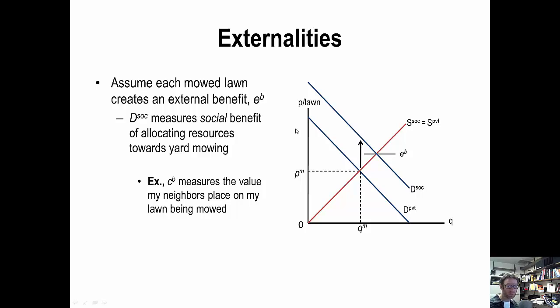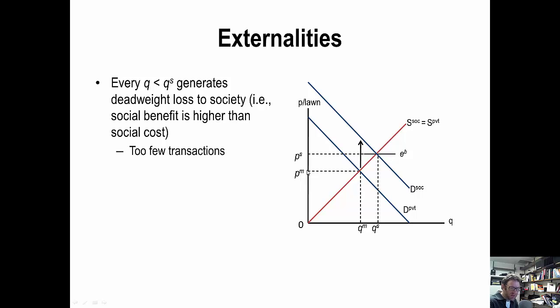So even though a private decision maker, weighing his own costs and benefits, will stop mowing yards at this point right here, QM, and that's at a market price of PM. If he was interested in mowing yards at a socially optimal level, then he would mow up to QS, mow a couple more times, and the price that would get us there in the market would be a little bit higher as well. Okay, anything that generates external benefits, we're going to have too few of, because private decision makers don't really account for those benefits when making a decision.